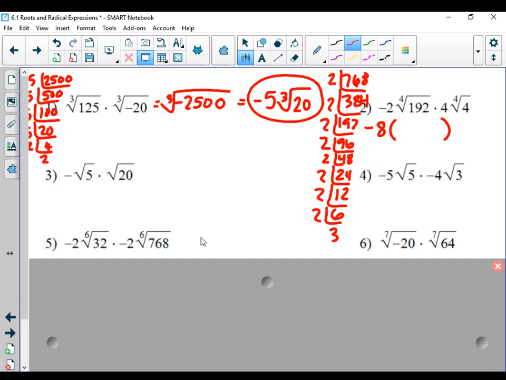Okay, so I want 4 of a kind. I see 1 here. I see 1 here. So that means I have a 4 here. And I have a 3 left over, so I have the 4th root of 3. So my final answer would just be negative 32, 4th root of 3. Okay. So again, all of these problems, we're just simplifying really.